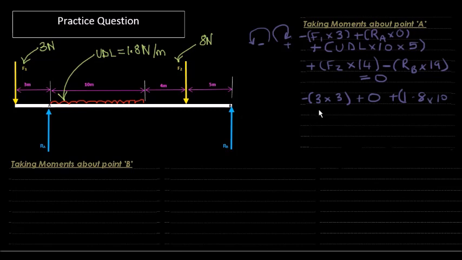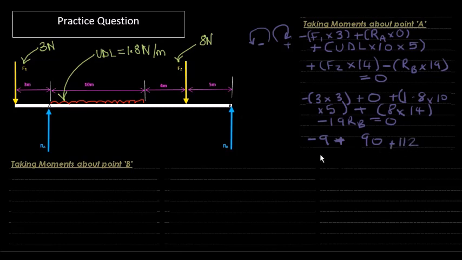Tidying up all these brackets, substituting F1 is 3, we have 3 times 3. RA times 0 is going to be 0. Our UDL is 1.8, so it's 1.8 times 10 times 5, and then F2 is 8 newtons times 14, because that's the distance, and RB times 19, because it's 19 meters from point A. Remember, it's negative RB, because that will make it go anti-clockwise.